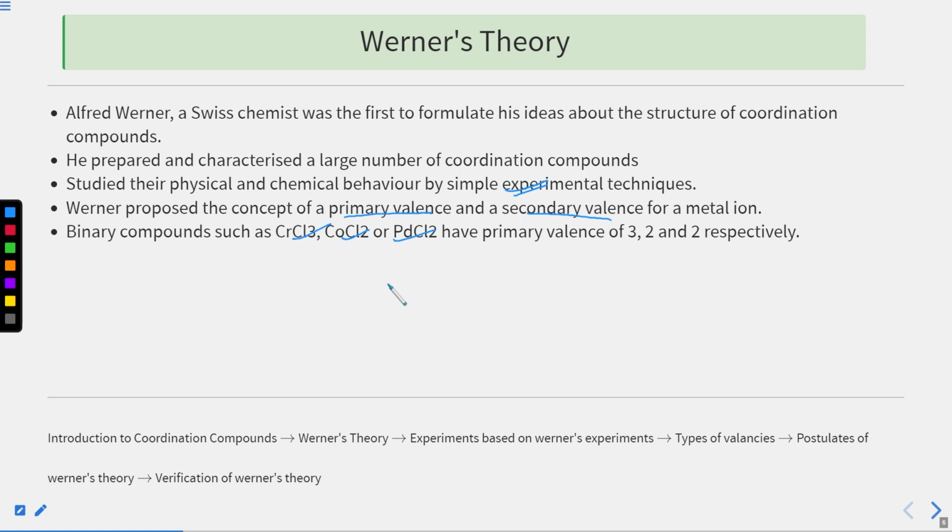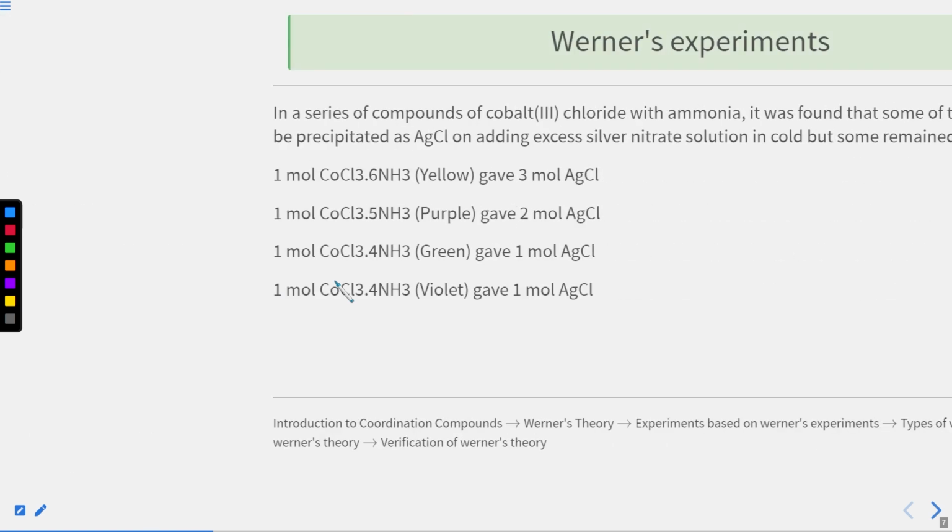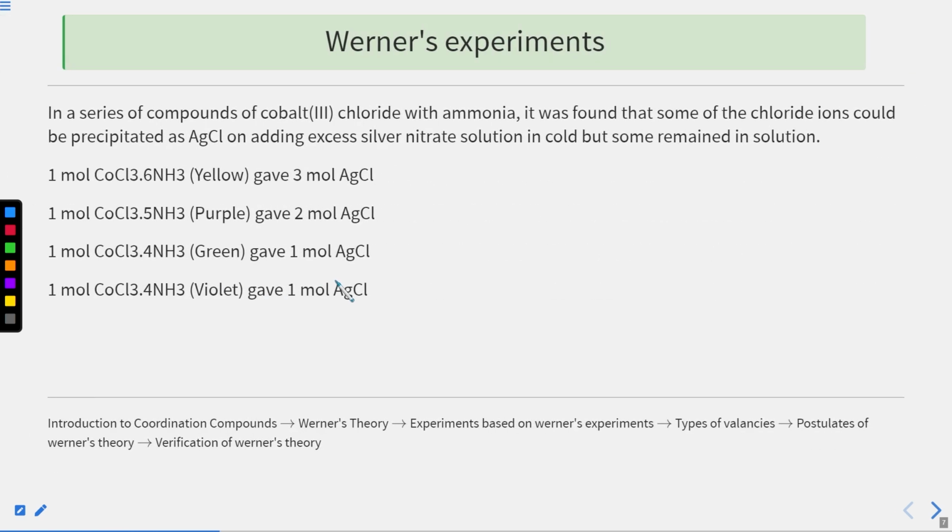So this was the initial definition of our compound, the ionic compound. So we treated ionic compounds in this way until we were made to see this type of compound which has neutral type of ligands attached to them. To explain this second type of valency, he did an experiment.